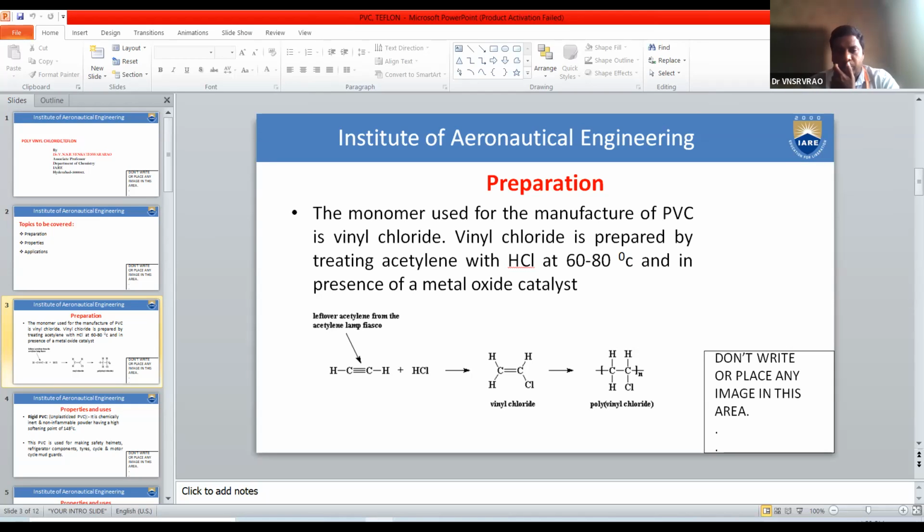And the monomeric product is vinyl chloride. In vinyl chloride also the formula is CH2 double bond CHCl. So for the first carbon, 2 bonds are linked with hydrogen and 2 bonds with carbon, and for the second carbon, 1 bond is linked with chlorine, 1 bond with hydrogen, and 2 bonds with carbon. So in any case, the valence of any carbon equals 4. And the final product polyvinyl chloride is formed when vinyl chloride undergoes addition polymerization to give PVC. In PVC there are 2 carbons present, and each carbon satisfies its valency.